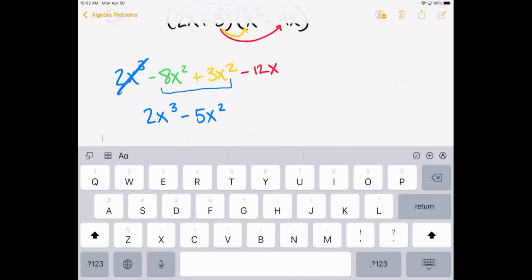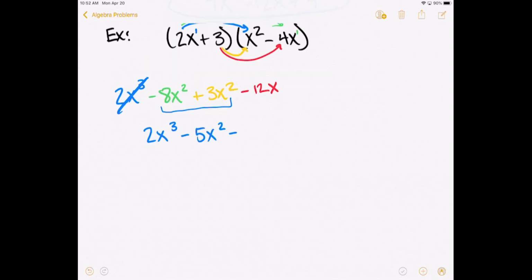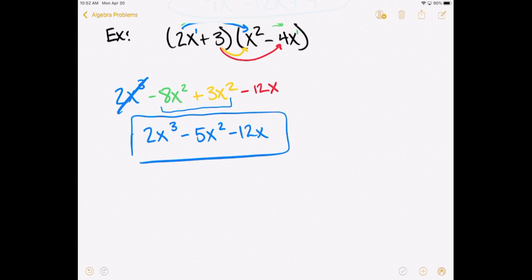-8x squared plus 3x squared is just -5x squared. And then this -12x here at the end, he's just chilling. He doesn't have a buddy. Like I said, usually won't. And that's our simplified answer. Again, it is in standard form, if you're wondering. You got the x cubed, then the x squared, then the x. This one would be called a cubic. That's what we call a power of 3 trinomial, because there's 3 terms. Okay. So I just want to give a quick review of FOIL for you guys.